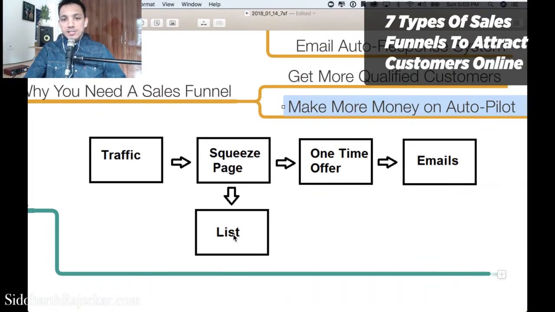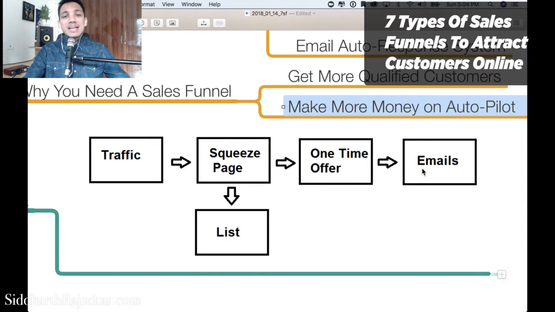Once they get into the list, you can either send them direct to a one-time offer or an OTO, and you can use follow-up emails for them, pointing them back to the offer so that they can buy your product or claim your service, whatever that you're offering. So this is a very typical sales funnel that all of us would have seen in many campaigns that we would have been a part of.